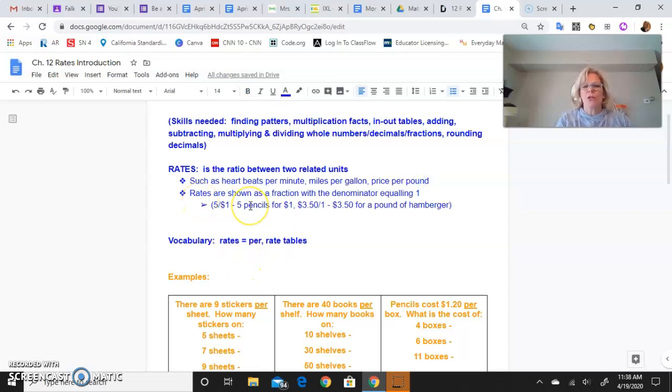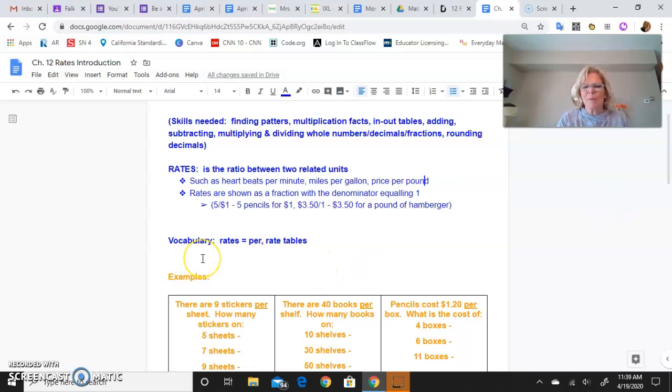Rates are always shown as a fraction with the denominator equaling 1, such as maybe you bought 5 pencils for $1. So 5 pencils for $1. So there's your ratio, 5 to 1. Or $3.50 to 1, such as $3.50 for a pound of hamburger, 1 pound of hamburger. There are lots and lots of examples.